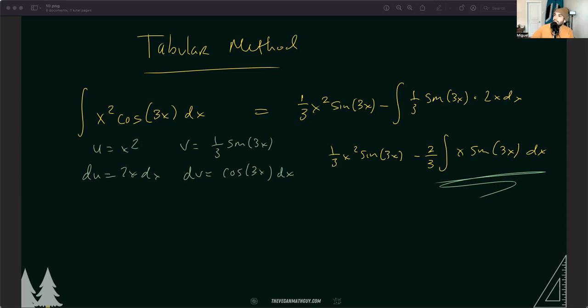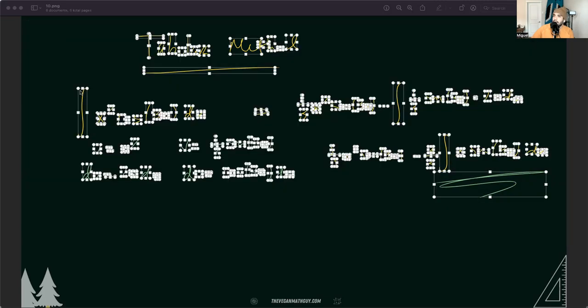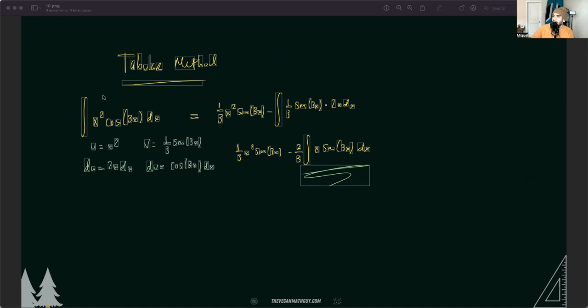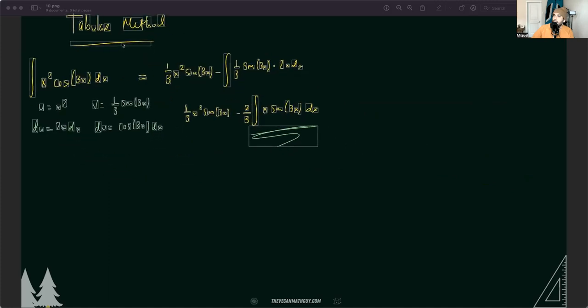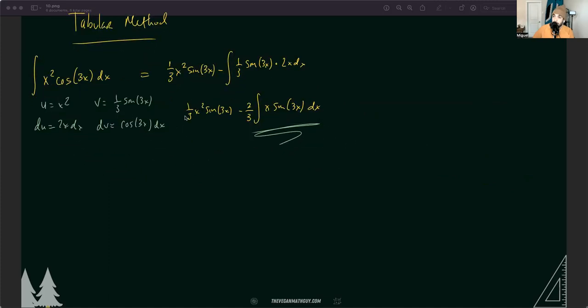Again, instead of doing this whole thing, which you can, there's nothing wrong with that, I'm going to show you how the tabular method is going to work. Typically you can use this for these types of integrals, where you have an x squared or an x to the 5th or anything where you can take the derivative and eventually get 0. So if I start off again, I'm just going to rewrite that.